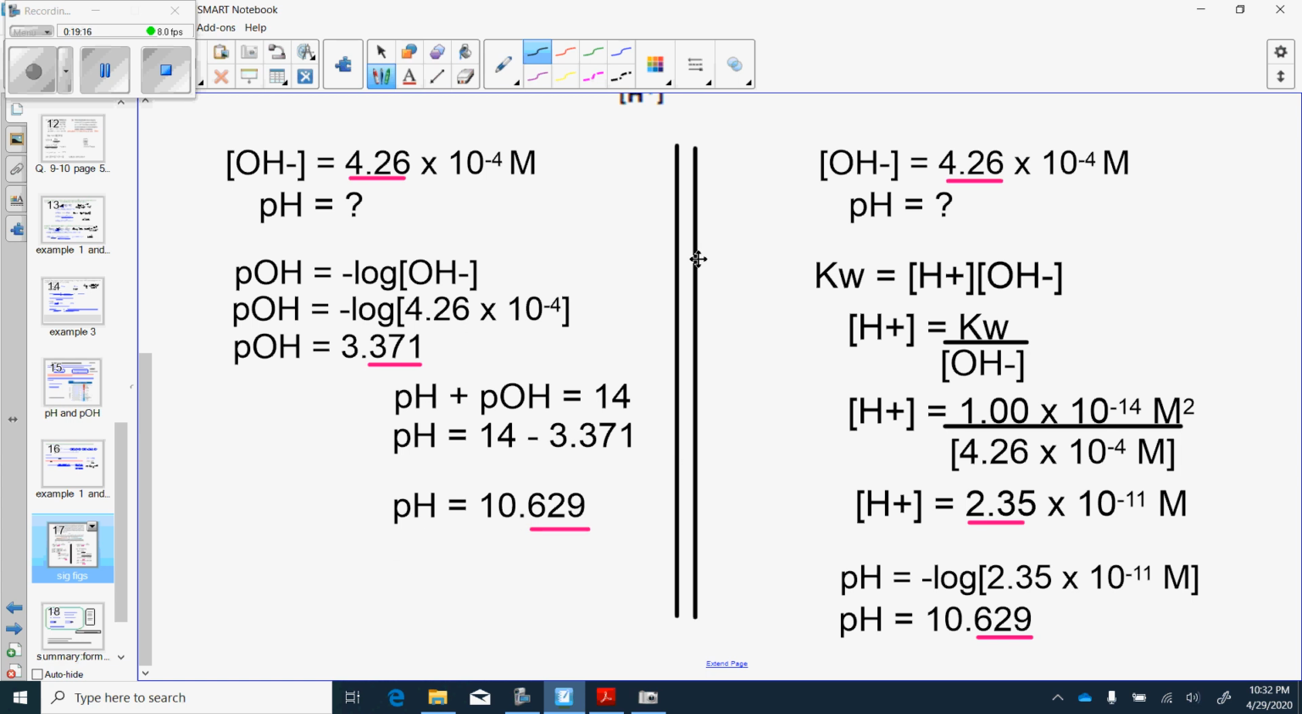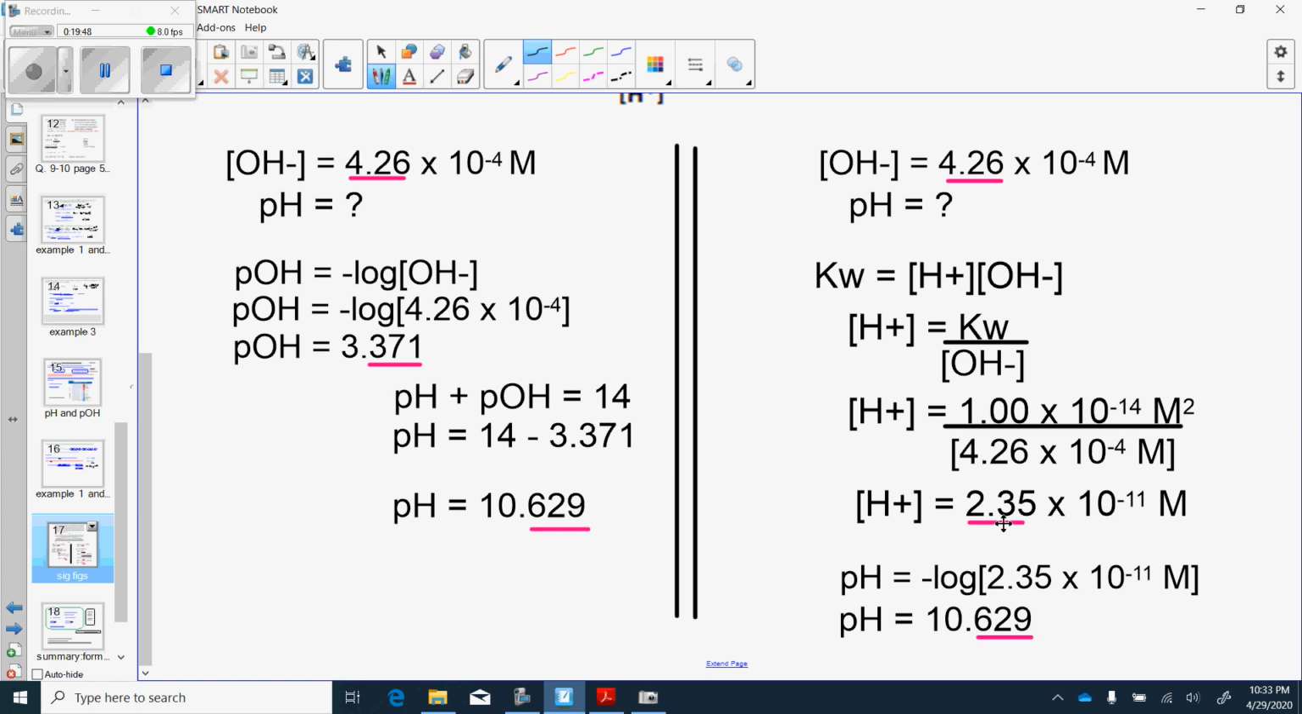What's nice about pH and pOH, there's always more than one way. So same question, 4.26 times 10 to the negative 4, we're looking for pH. We want pH, we know we can't directly use OH, so let's use our OH to find the H. This is what we were doing in the last video. So using our Kw, rearranging the formula, and using our concentration for OH, we find the concentration for H positive.